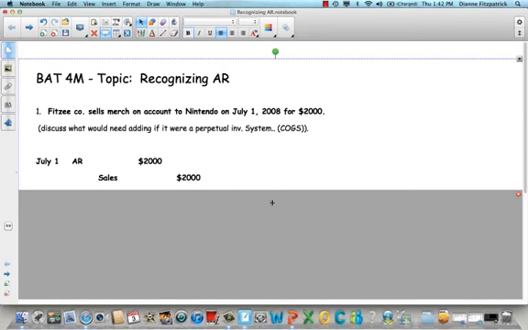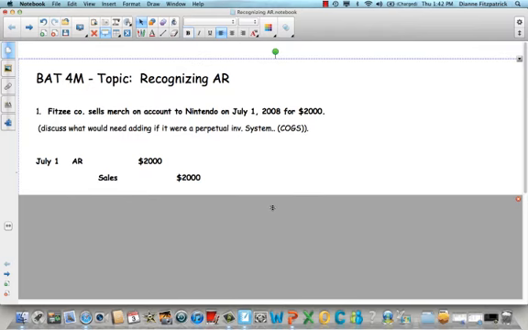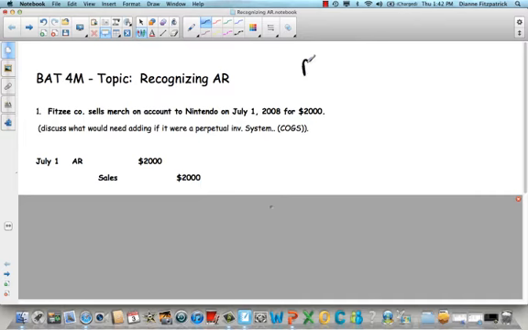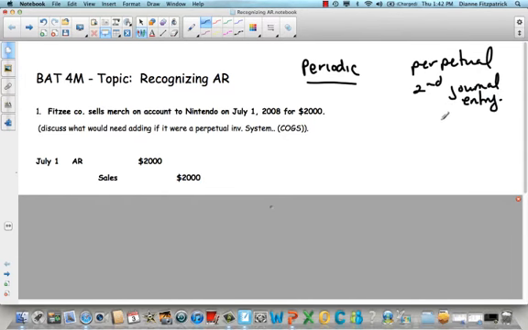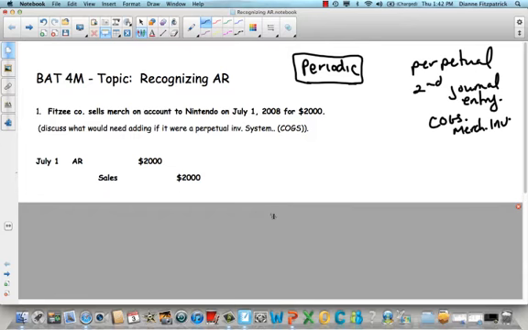So accounts receivable and sales. Now I'm leaving HST out of here to make it simplistic, and also in this particular case we are talking about the periodic system versus the perpetual. Remember, in the perpetual, we would have to have a second journal entry that recognizes the cost of goods sold as a debit and merchandise inventory as a credit. So we're looking at the periodic to keep things simple. Okay, so that was the first transaction.